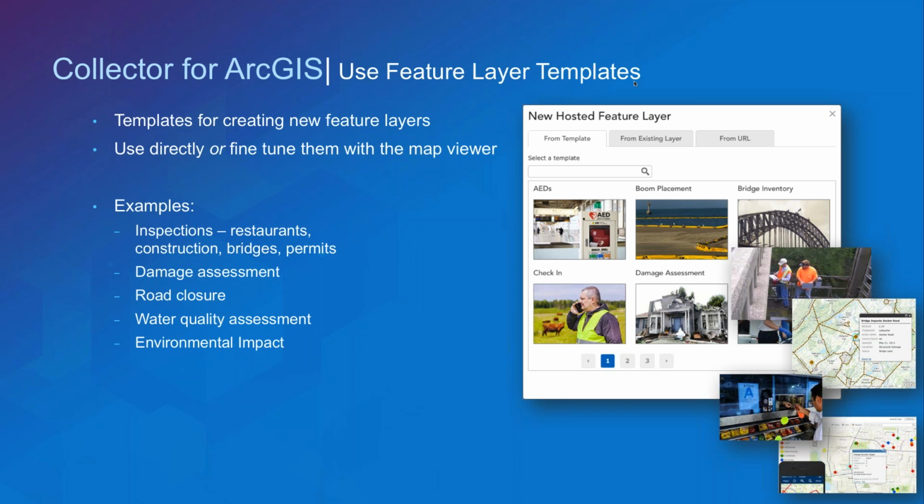But embedded inside of the ArcGIS Online system and the portal system is a way to quickly create what we call a hosted feature layer. And we do that from a series of templates. In fact, there's over 60 different templates available inside of ArcGIS Online in the portal today, and that's just going to grow as we move forward. And so these are ready-to-use templates that you can quickly create without having to have knowledge in our desktop software and provide out to the field.